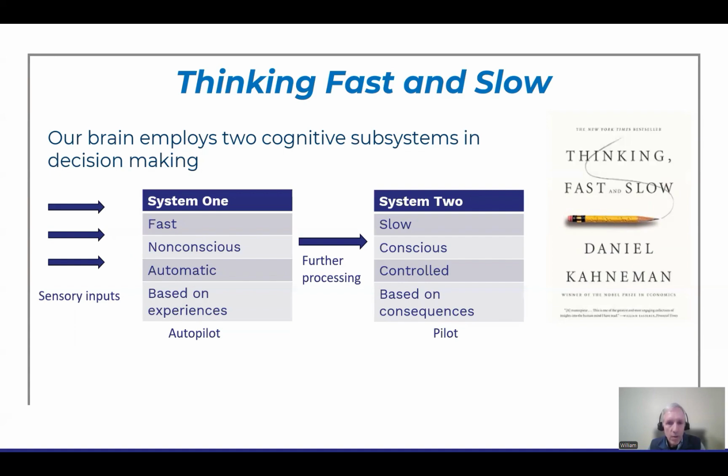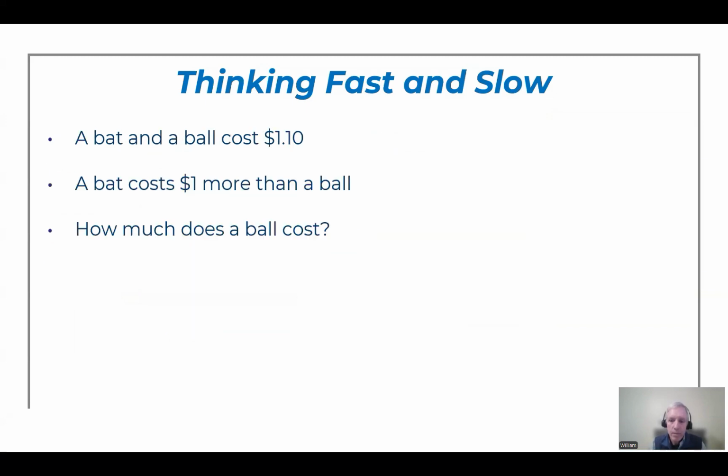And system two is slow, it's conscious, it's controlled, and it's based on consequences. And so this is really the big thing: based on experiences versus based on consequences. So the way we react on autopilot, if you will, is based on our previous experiences. The way we react when we do further processing is based on the consequences of what we see as those actions. If you're interested in pursuing this further, Thinking, Fast and Slow is a fun read through that subject.